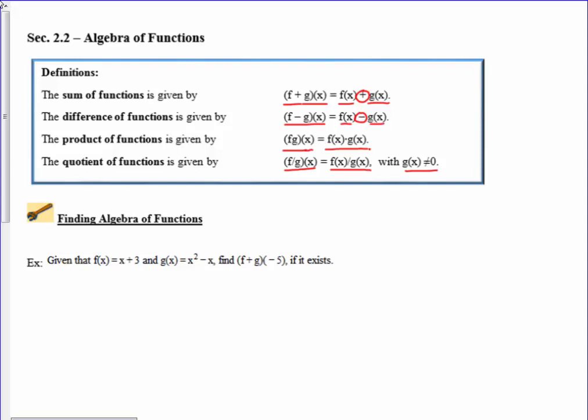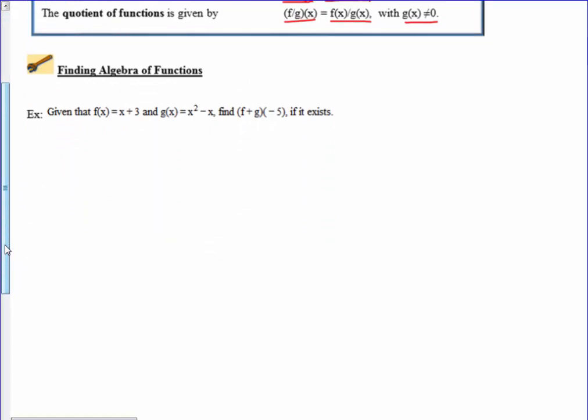Notice that not only do these notations show you the operations you will be doing, but also the order in which you're going to do the operations. For example, with the difference of functions, if we see f minus g of x, it specifically means that the f function is first, and then you're going to subtract away the g function second.